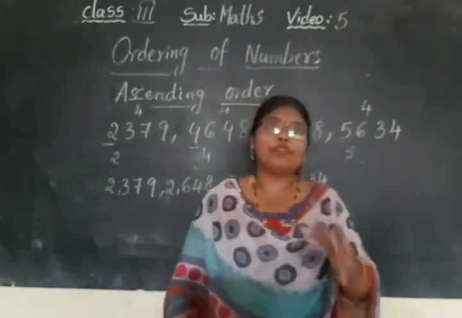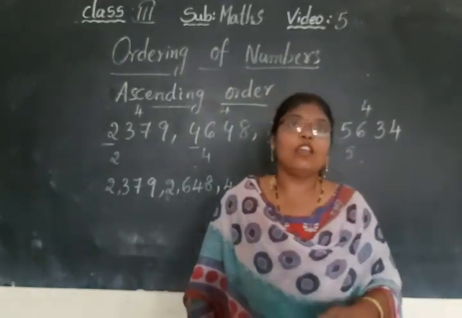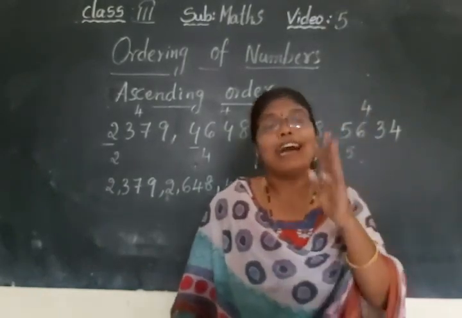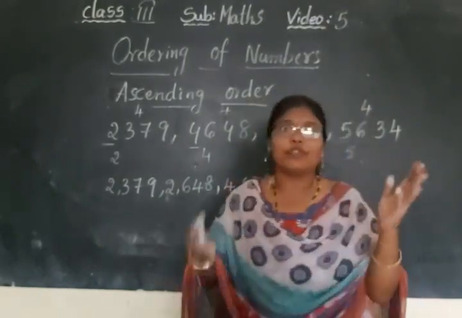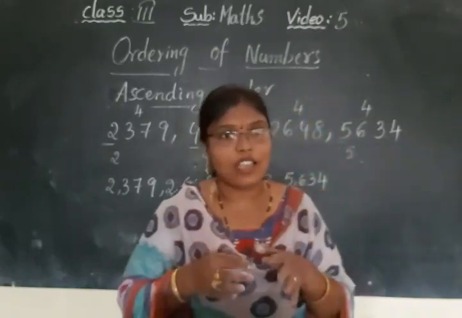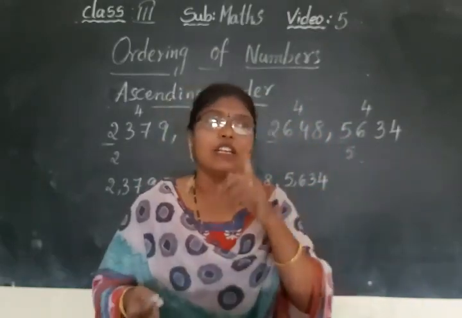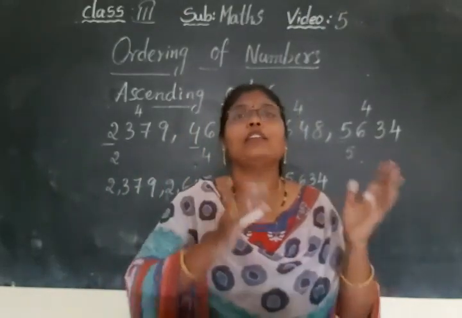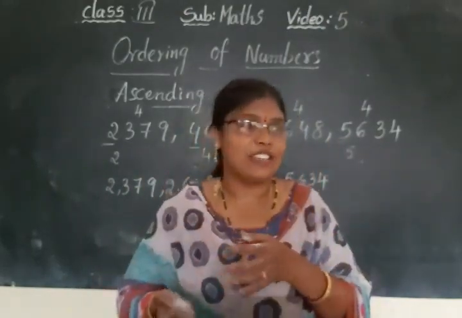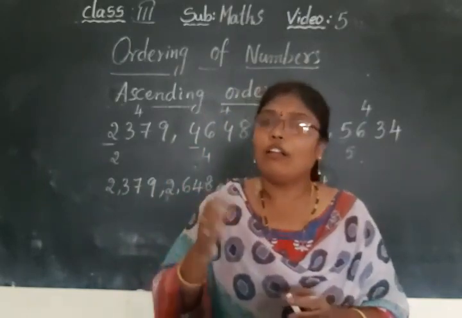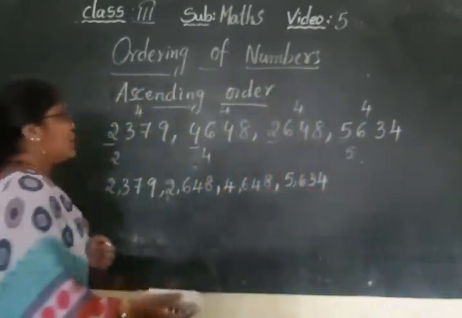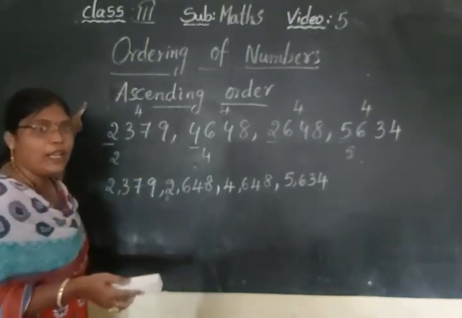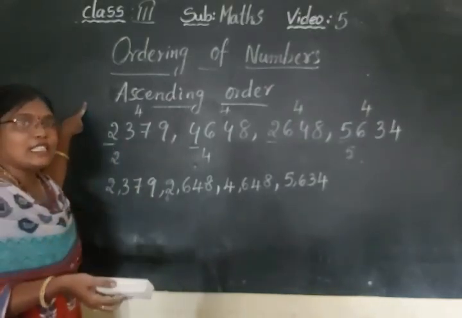So children, is it clear for you? Firstly, you have to count the number of digits. You have to write the number with fewer digits first, undoubtedly. And next, if all the digits are the same, then compare the first digit of each number. If first digits are also the same, then go to the second digit. You have to go on like that. Now, come on children. I think you have understood this ascending order very well. Now let's go to the descending order.